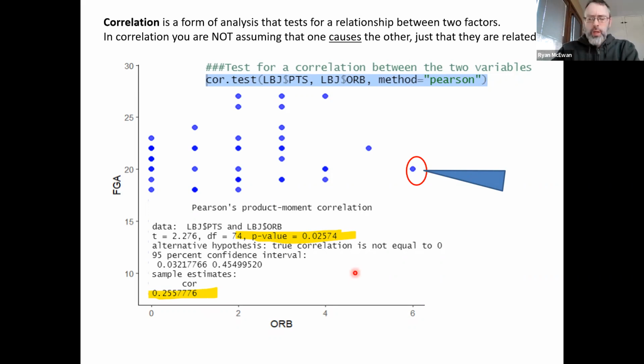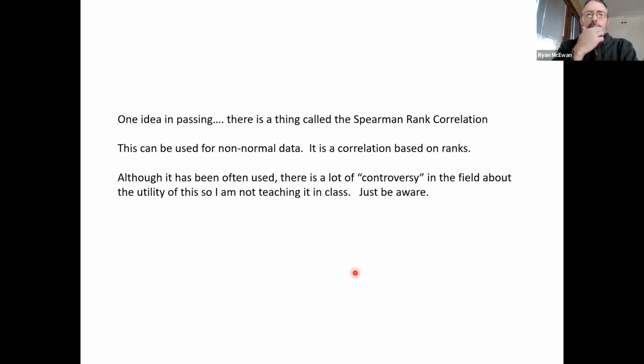Okay. One idea in passing, there is a thing called the Spearman rank correlation. This can be used for non-normally distributed data. It's a correlation based on ranks. As I've taught you before for ANOVA and stuff, there is a test of normality and then you go down one path or down the other path. However, the Spearman rank correlation, and this has happened maybe in the last 15 years because I learned this a long time ago and I use it in my studies.